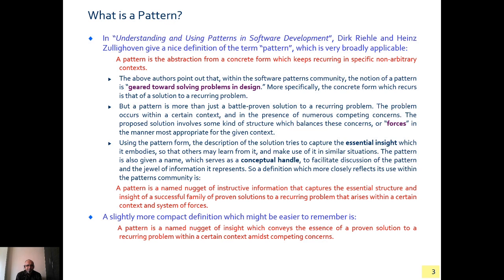So a pattern is a named nugget of instructive information that captures the structure of a family of proven solutions, and combines these solutions to address the forces. Forces, you can consider as a push coming from the client side. A pattern should convey the context, for which particular context you may apply the pattern. So this was just the definition part.